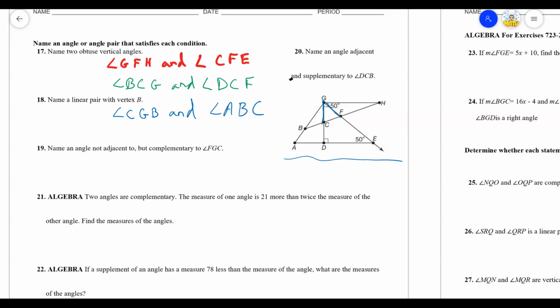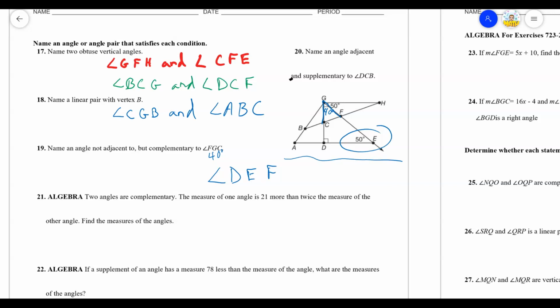It's not labeled, but I can see I have a 90-degree angle, and then I have a 50-degree angle, which means FGC must be 40 degrees. So complementary to 40 degrees would be 50 degrees, all right? So here lives a 50-degree angle. What could we call that 50-degree angle? Answer that. So hopefully we said that that angle would be angle DEF, right? Complementary, but not adjacent to it. They just have to add up to 90 degrees.